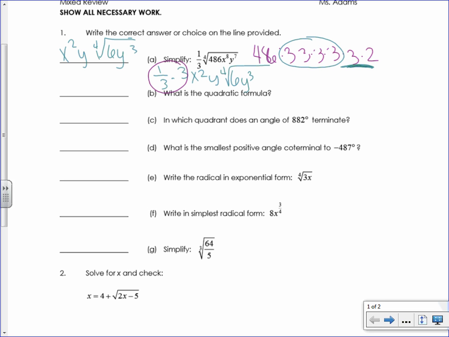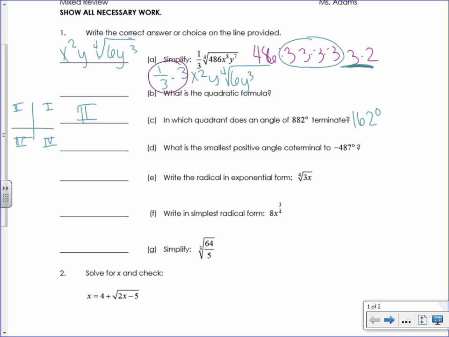For C, we want to know which quadrant 882 terminates in. All right, remember, we want to have everything between 0 and 360. If it's too big, we keep subtracting 360s until we are between 0 and 360. You have to subtract a few times, but 882 terminates in the same place as 162 degrees, and 162 degrees is in quadrant 2. All right, remember, if this is our quadrant plane, we start up here and we go counterclockwise, so there's 1, 2, 3, and 4.